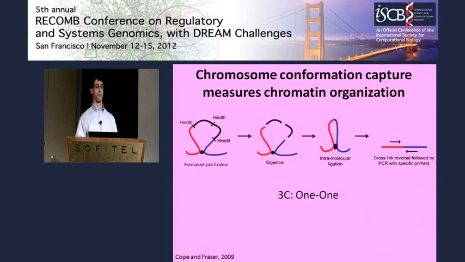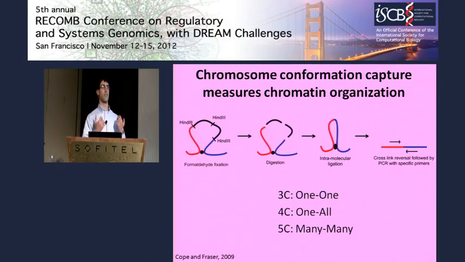So 3C was the first. It allows us to investigate the relationship between one specific region and another specific region. Then we have 4C, which allows us to investigate the relationship between one region and every region genome-wide. 5C, which was mentioned earlier, allows us to measure the relationship between many different regions and many other regions. And then finally, Hi-C, which allows us to measure the interactions between every region on the genome and every other region.